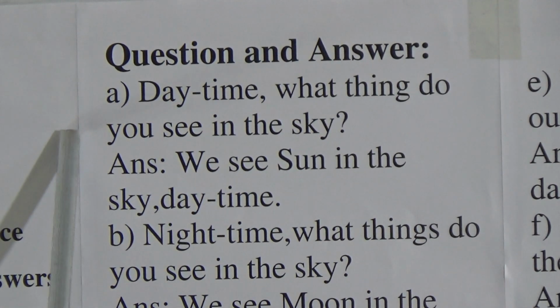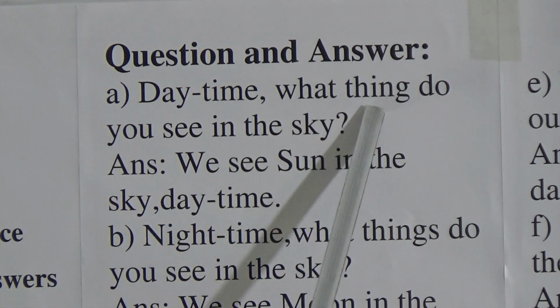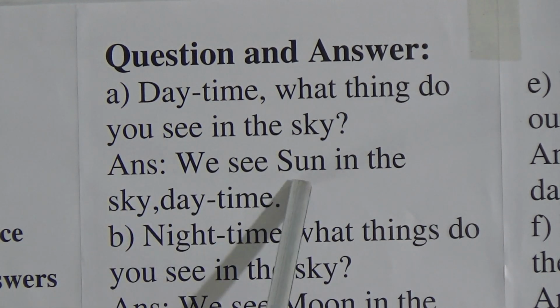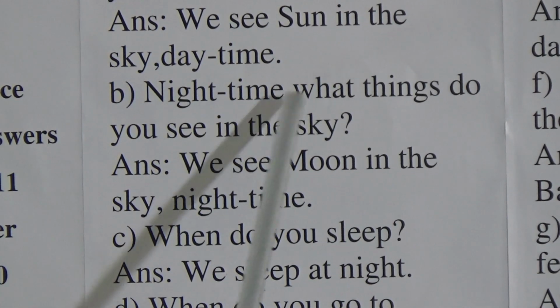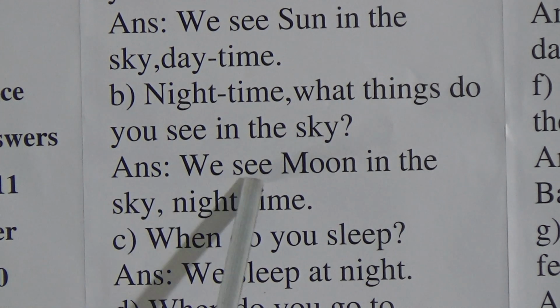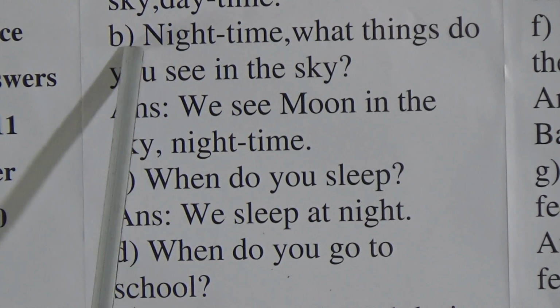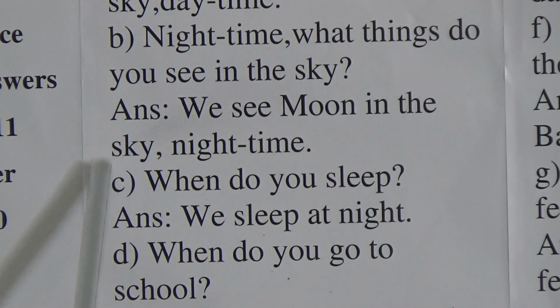You can see here is the first question, A number question, daytime. What thing do you see in the sky? And the answer is we see the sun in the sky in the daytime. Our next question is B number, nighttime. What things do you see in the sky? Answer is we see the moon in the sky at night time, but we will write here only night time like our question. So the answer will be we see the moon in the sky at night time.